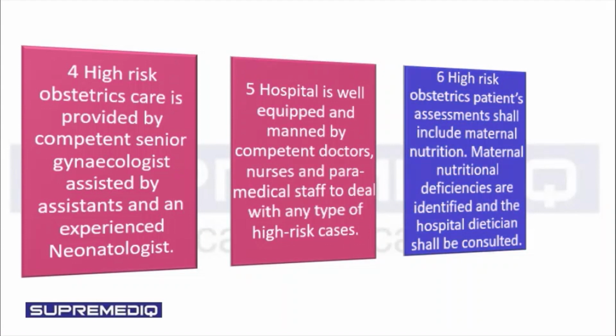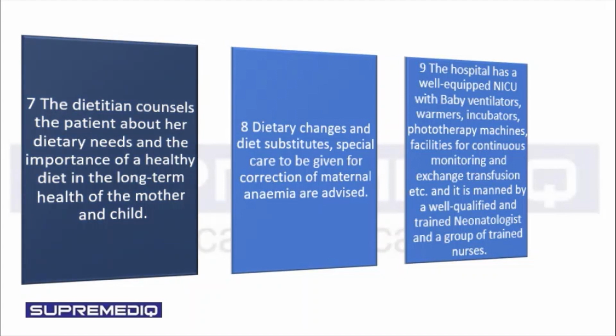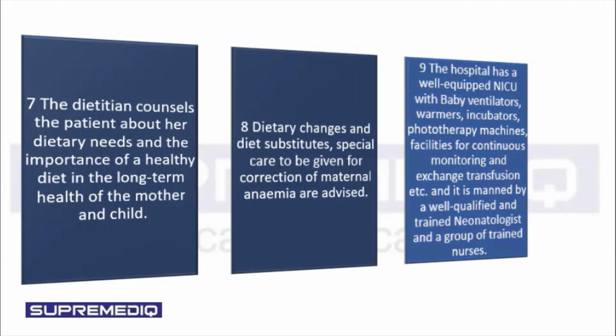Maternal nutritional deficiencies are identified and the hospital dietitian shall be consulted. 7. The dietitian counsels the patient about her dietary needs and the importance of a healthy diet in the long-term health of the mother and child. 8. Dietary changes and diet substitutes. Special care to be given for correction of maternal anemia are advised. 9. The hospital has a well-equipped NICU with baby ventilators, warmers, incubators, phototherapy machines, facilities for continuous monitoring and exchange transfusion etc., and it is manned by a well-qualified and trained neonatologist and a group of trained nurses.